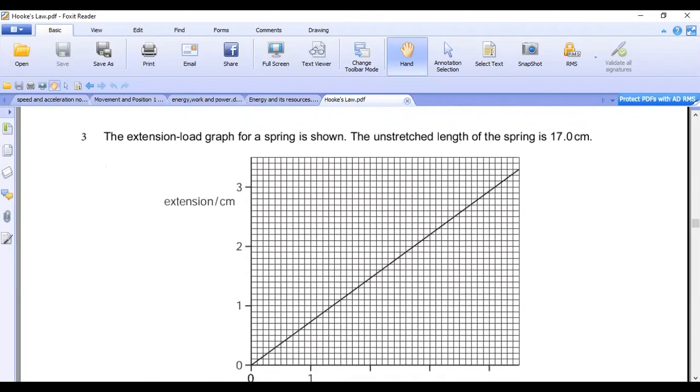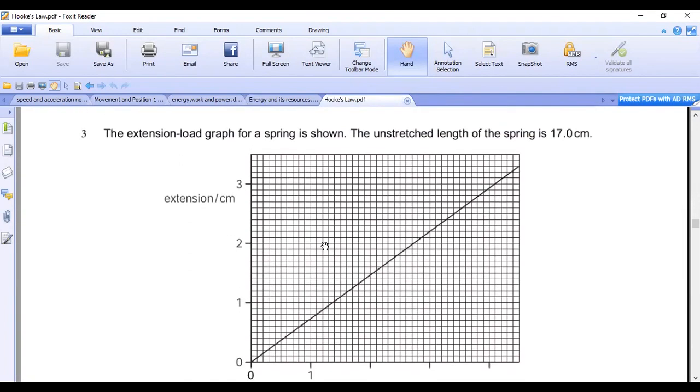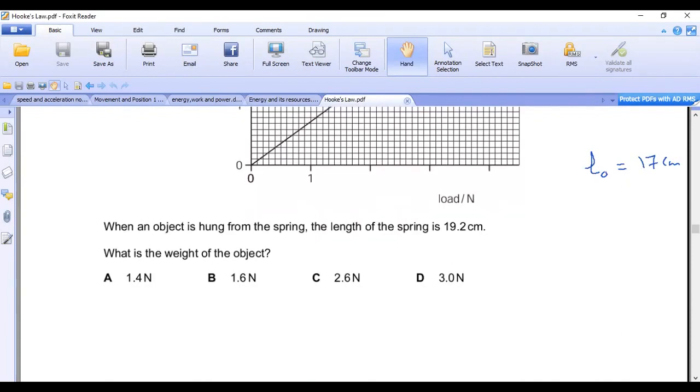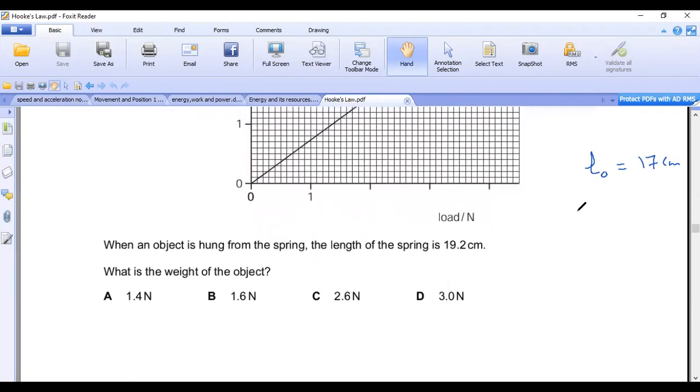Question 2. The extension-load graph for a spring is shown. The unstretched length of the spring is 17 centimeters. Okay, this is the original length, L node equals 17 centimeters. When an object is hung from the spring, the length of the spring is 19.2 centimeters. So the length L is 19.2. You have here L node and L. What is the weight of the object? You have L and L node, so you can get the difference between them to find what the extension equals.